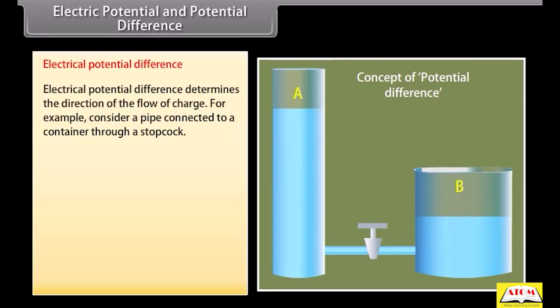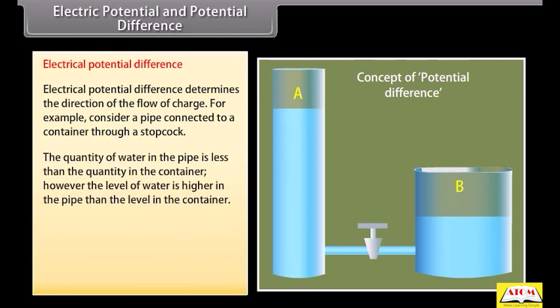Electrical potential difference determines the direction of the flow of charge. For example, consider a pipe connected to a container through a stop cock. The quantity of water in the pipe is less than the quantity in the container. However, the level of water is higher in the pipe than the level in the container.